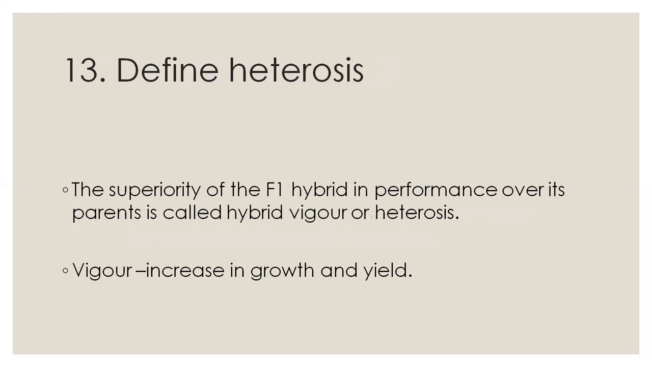Next question, question number 13. Define heterosis. The superiority of the F1 hybrid, the first filial generation, in performance over its parents is called hybrid vigor or heterosis. Here, vigor means increase in growth as well as yield.